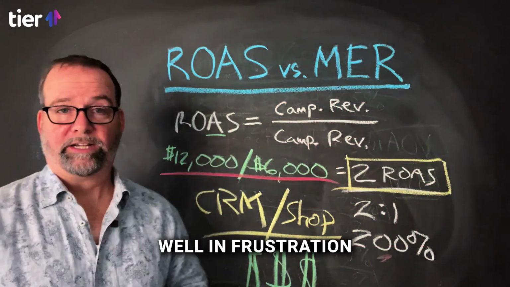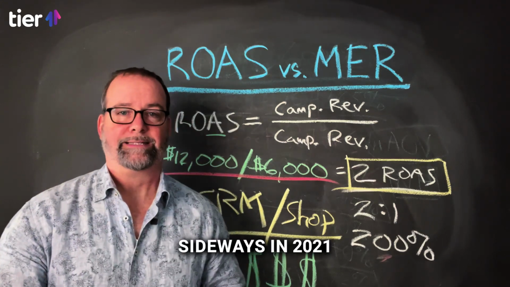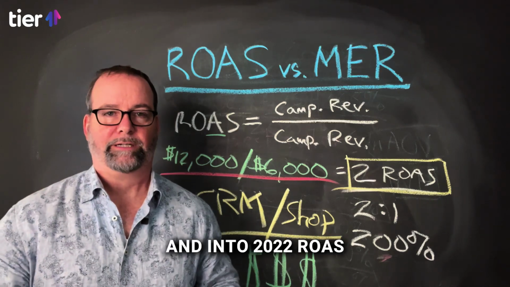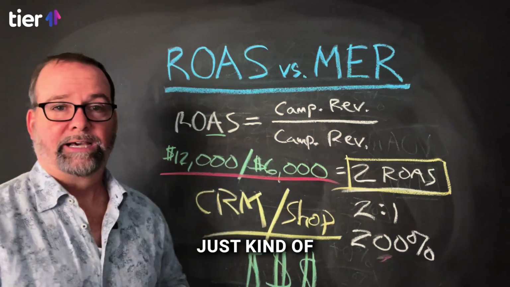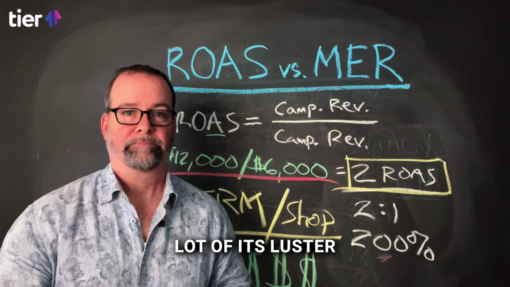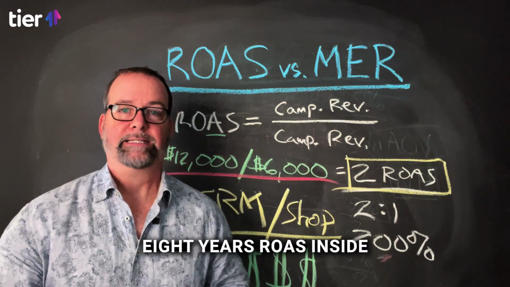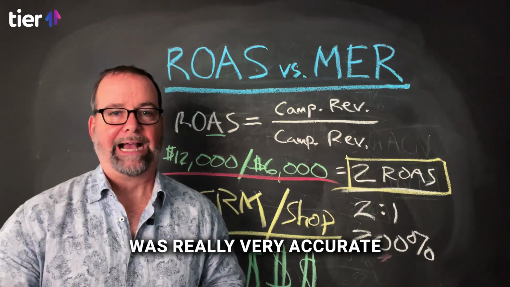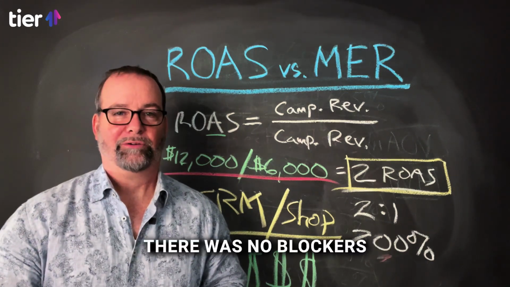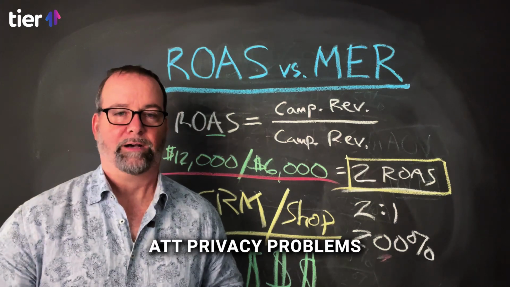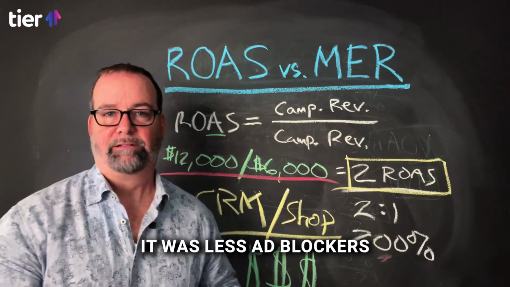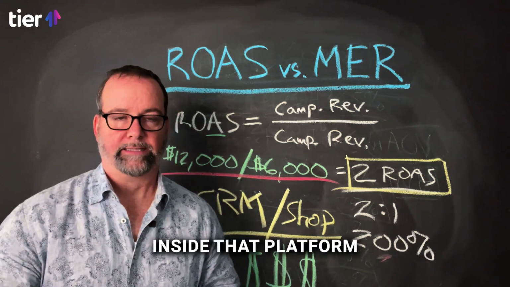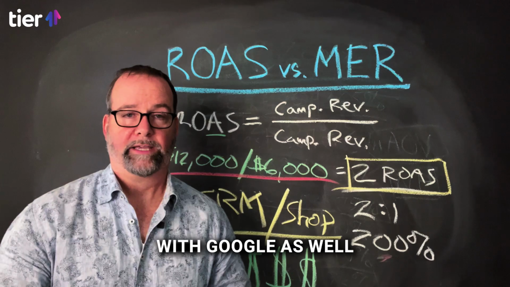Well, in frustration with ROAS, and when tracking went sideways in 2021, especially with the iOS 14 update, in 2021 and into 2022, ROAS just kind of went out the window. It lost a lot of its luster. Look back 7-8 years, ROAS inside Facebook specifically, or now Meta, was really very accurate because there were no blockers. There were no ATT privacy prompts. There were no cookie blockers. There were fewer ad blockers. You were actually getting fairly accurate data inside that platform. The same goes for Google as well.